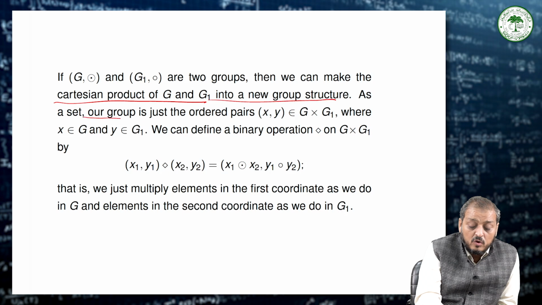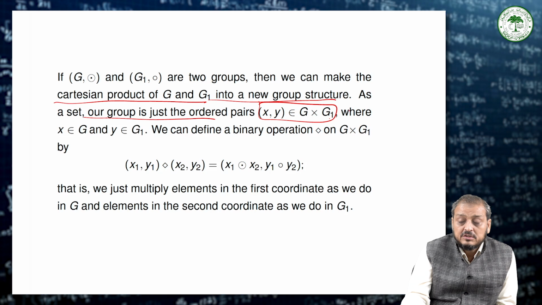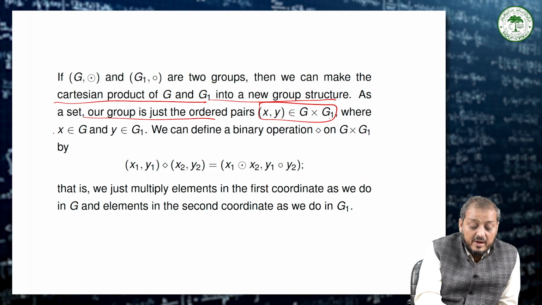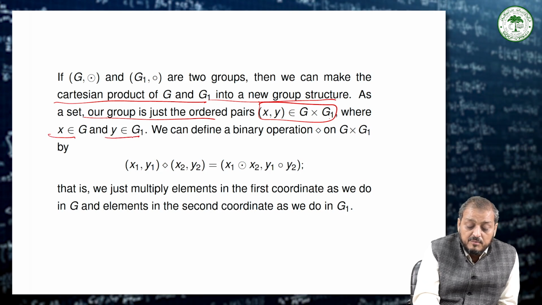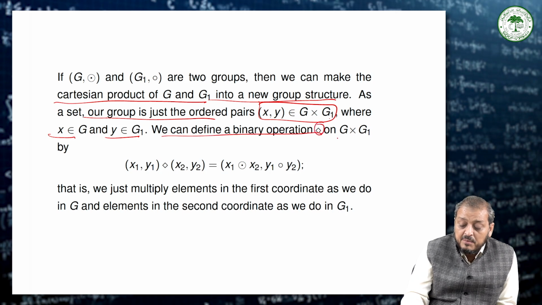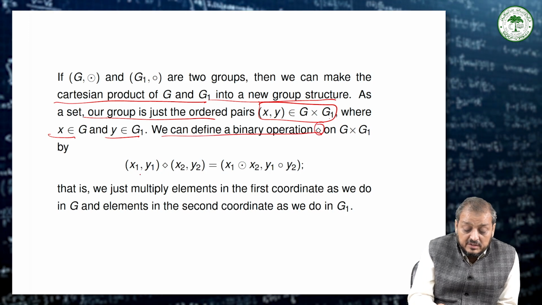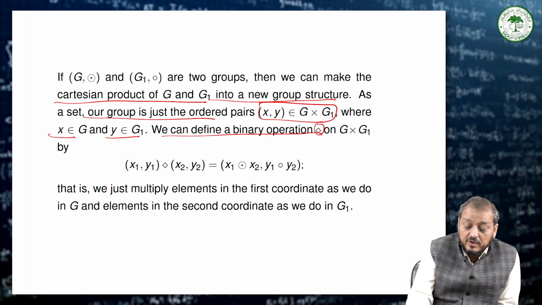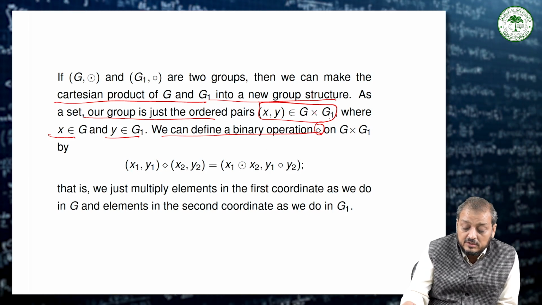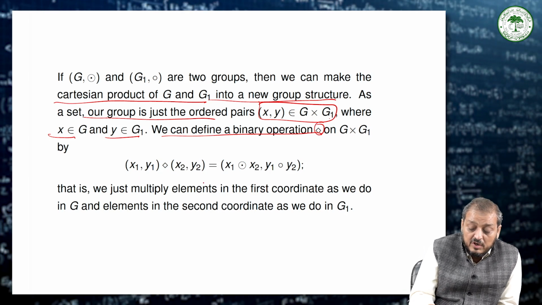Our group is the set of ordered pairs (x, y) in G cross G1, where x is an element of G and y is an element of G1. We define a binary operation, the diamond, on G cross G1. So we take (x1, y1) and (x2, y2), which are elements of G cross G1. Then we define the binary operation as follows.